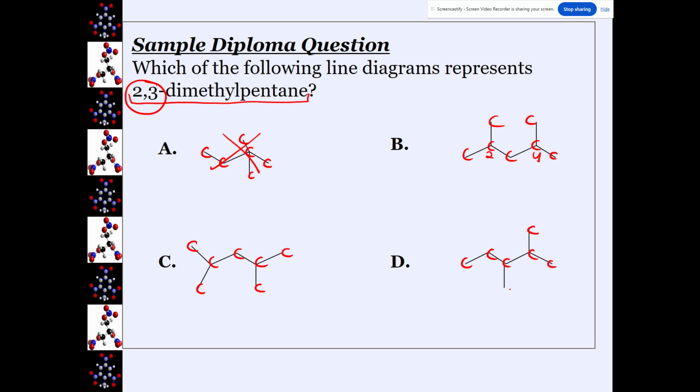I would actually number it this way to give my branches the lowest numbers, 2 and 3. 2,3-dimethylpentane. So D is the answer.